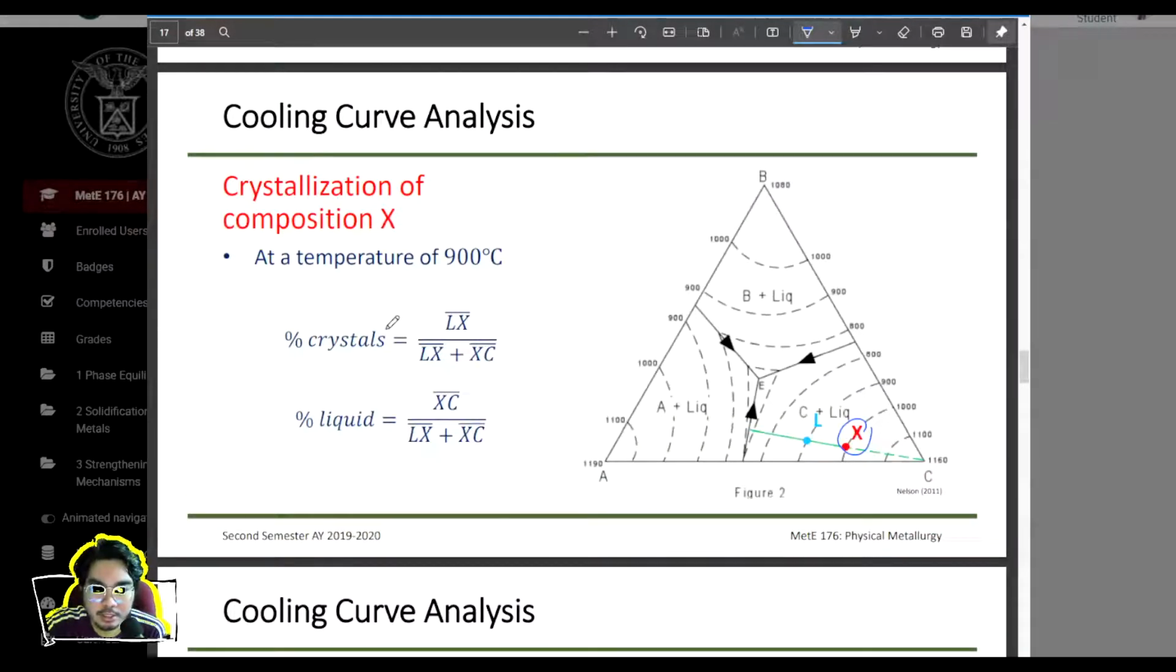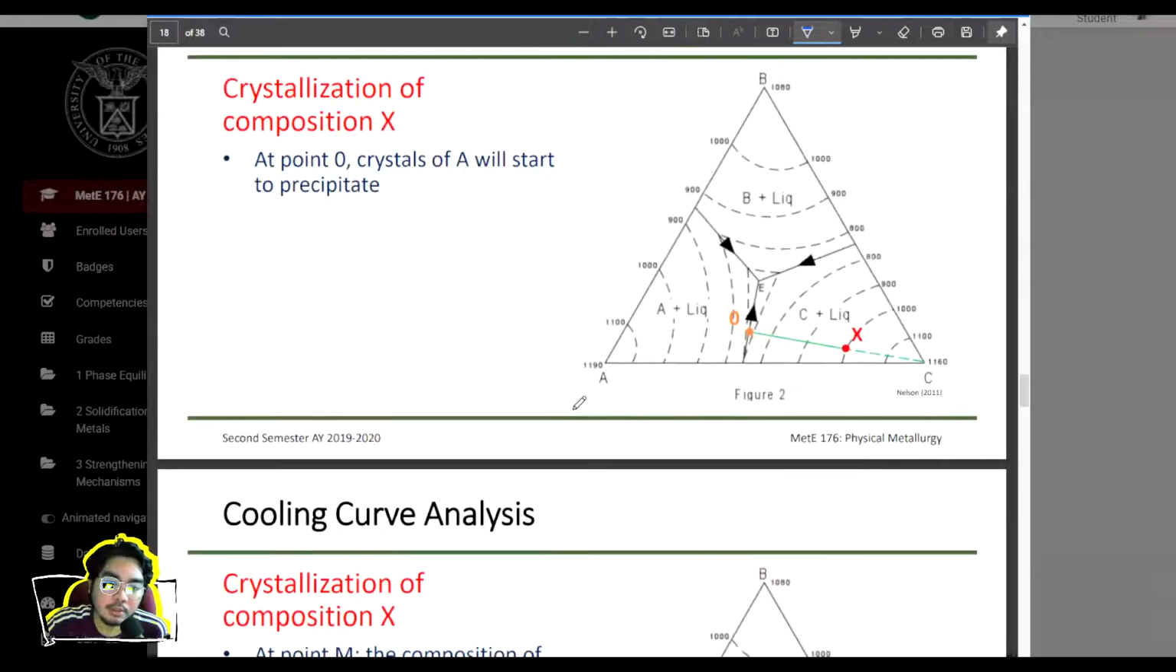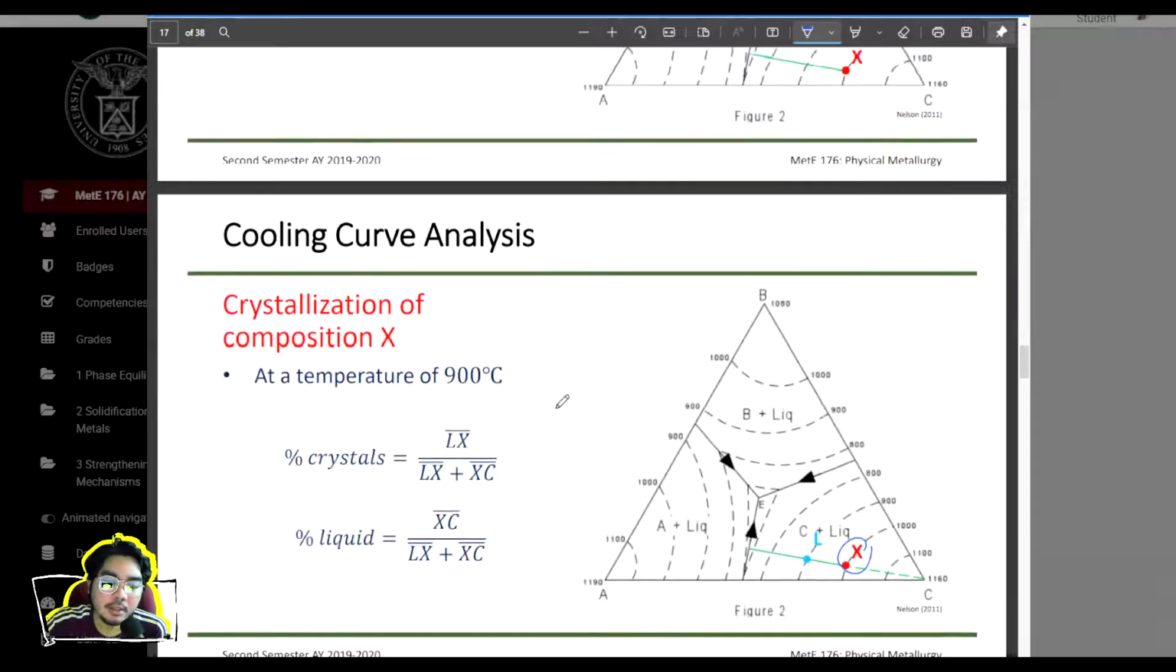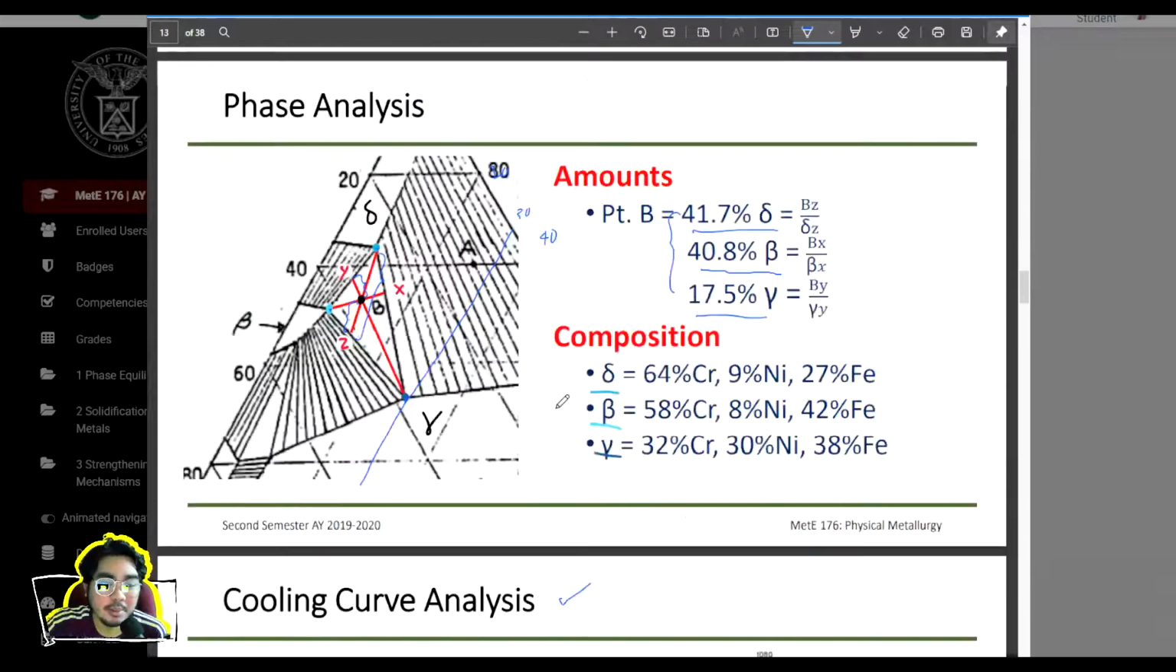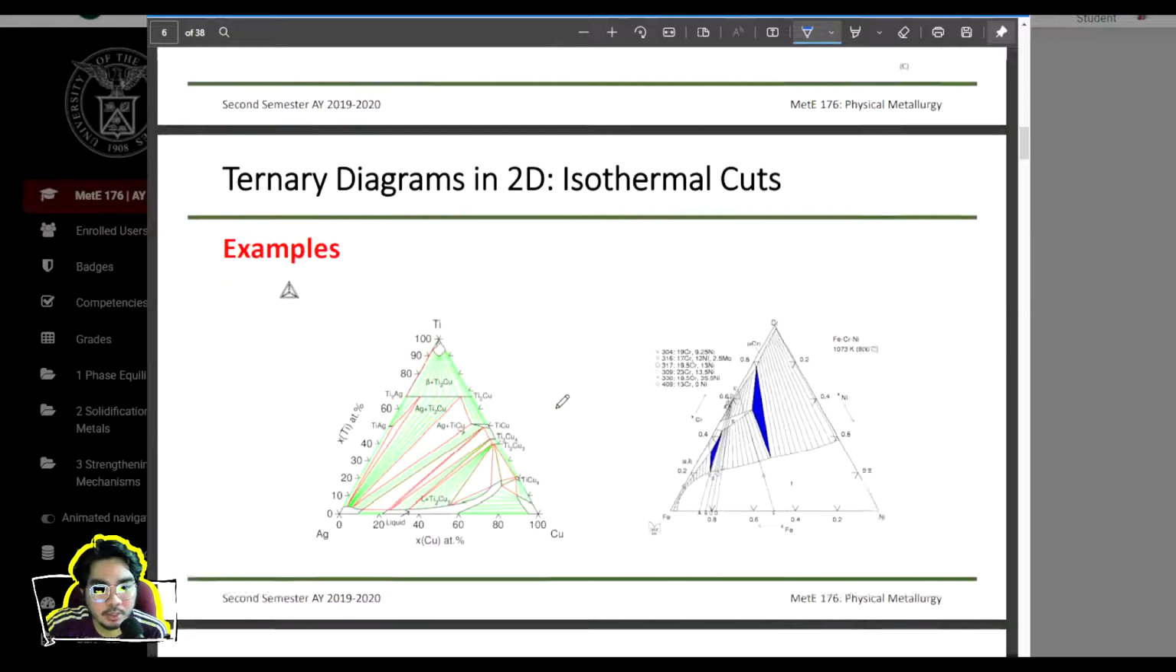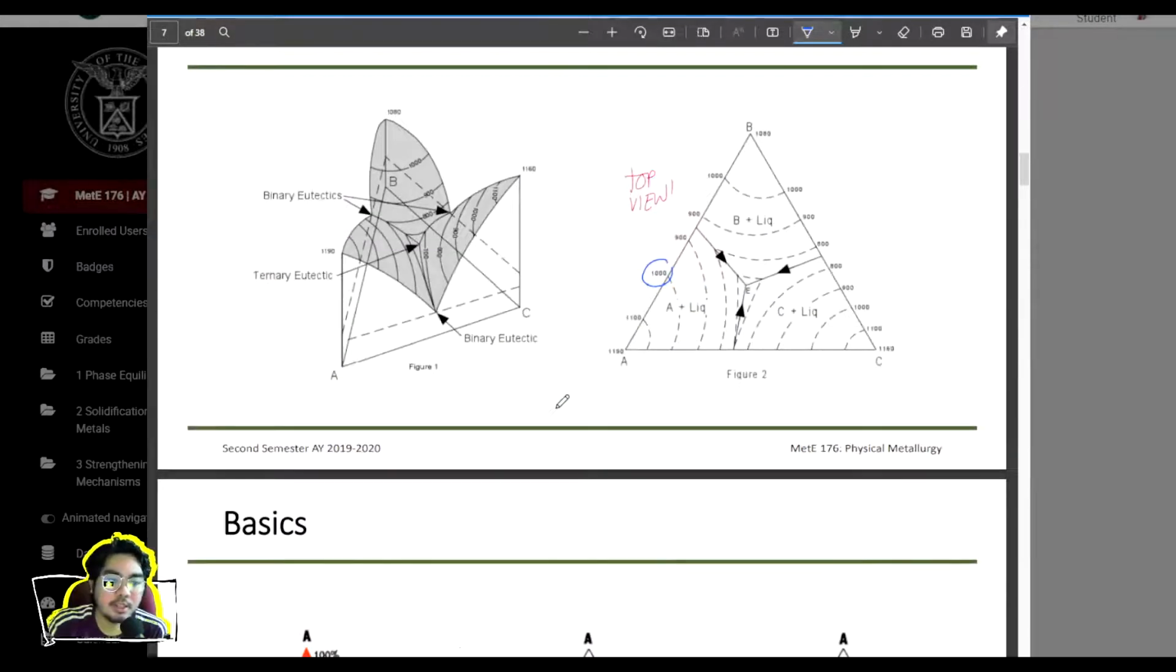When we do this cooling curve analysis, actually we are trying to determine the liquid and solid components. Right? That's the imagination we should have. So if you look at a 3D diagram, and let's say this is our component, it has certain percentages of A, B, and C. Okay? So if you draw it from the top side, for example, let me just estimate.